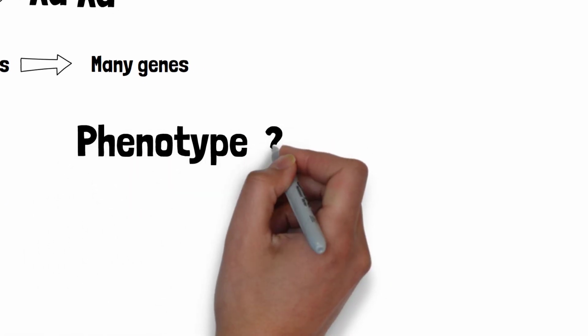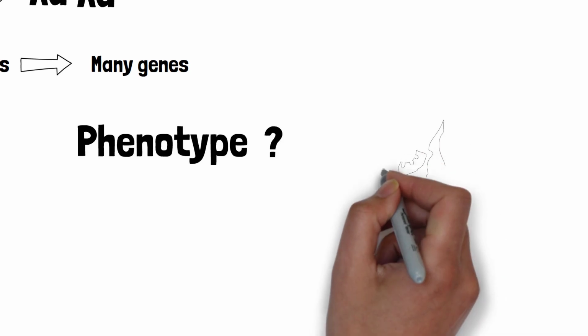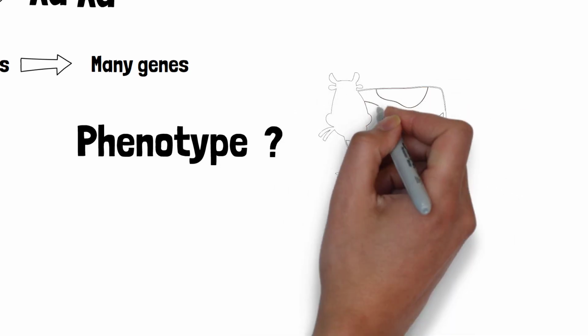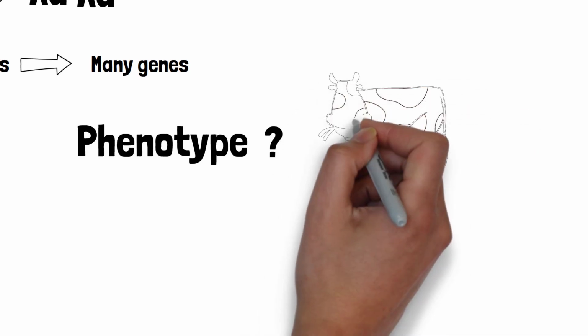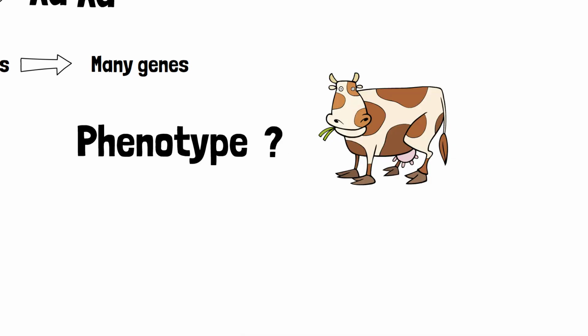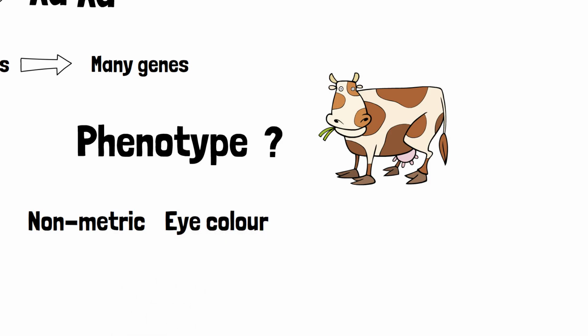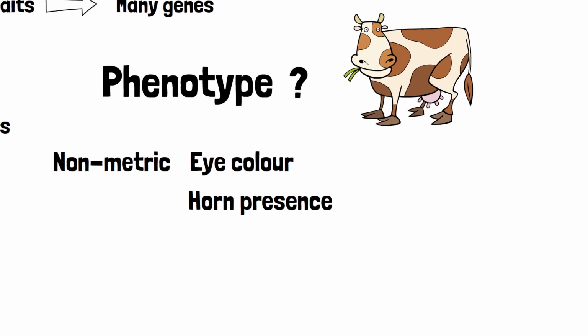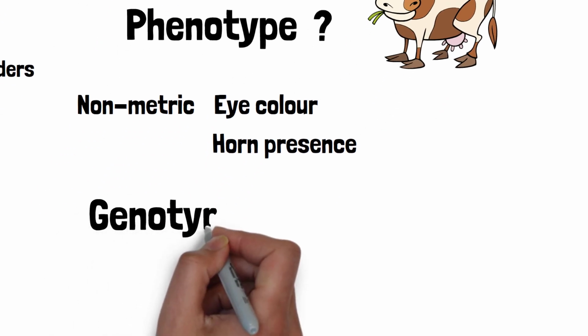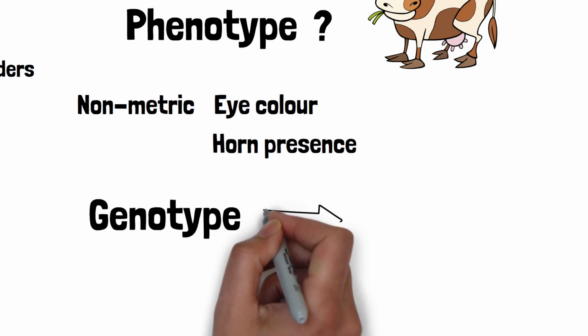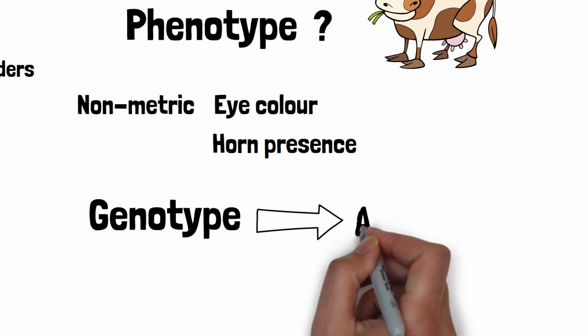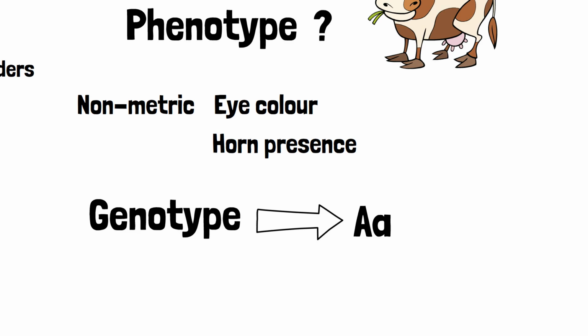Now, phenotype. What is phenotype? It is the term used to describe what you see physically about an organism, including qualitative traits and quantitative traits. Qualitative traits such as eye color, presence of horns, and also etc. Genotype is used to refer to the inherent makeup about an organism or genetic makeup.